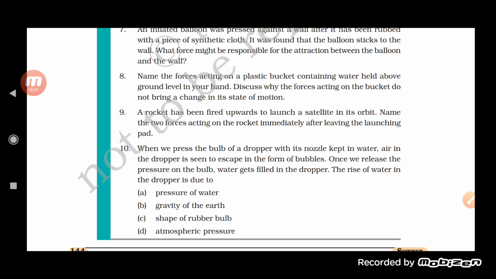Next one: a rocket has been fired upward to launch a satellite in its orbit. Name the two forces acting on the rocket immediately after leaving the launching pad. So first is the gravitational force which is acting on it, as well as a frictional force. The gravitational force acts in the opposite direction, and similarly the frictional force also acts in the opposite direction. So these two forces will start acting on it as it immediately leaves the launching pad.